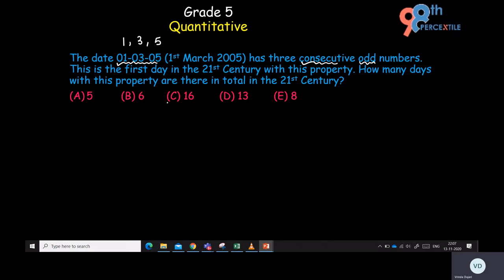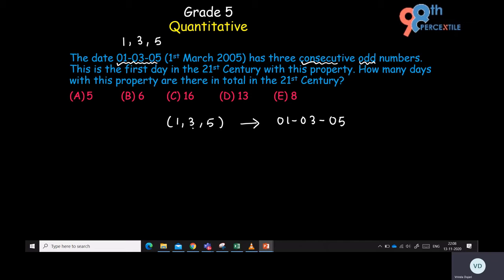So our first set of odd consecutive numbers is 1, 3, 5, which is already given to us in the question, and the date corresponding to this set is 1st March 2005. Now like that, we need to find out how many consecutive odd numbers like this exist, and corresponding to that set, how many dates will be there in the 21st century.